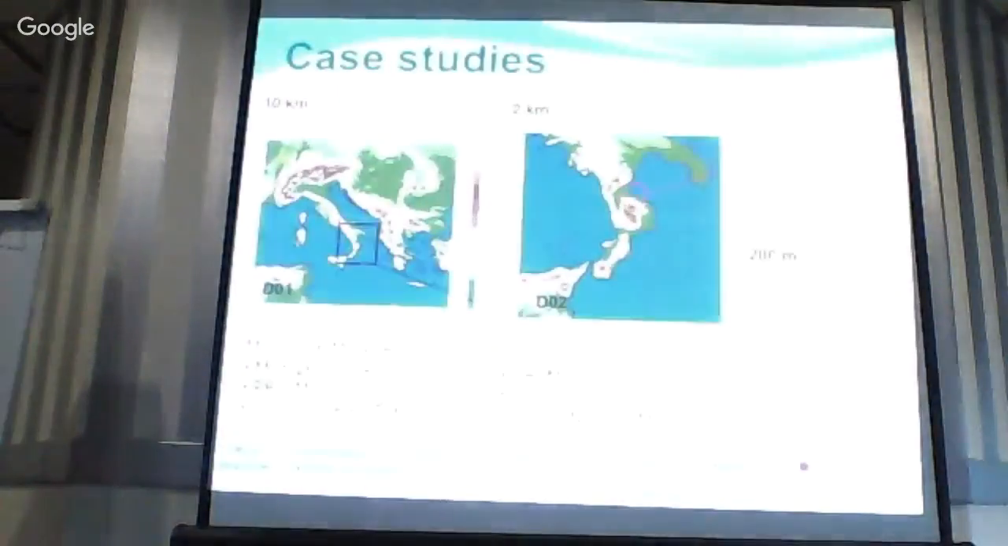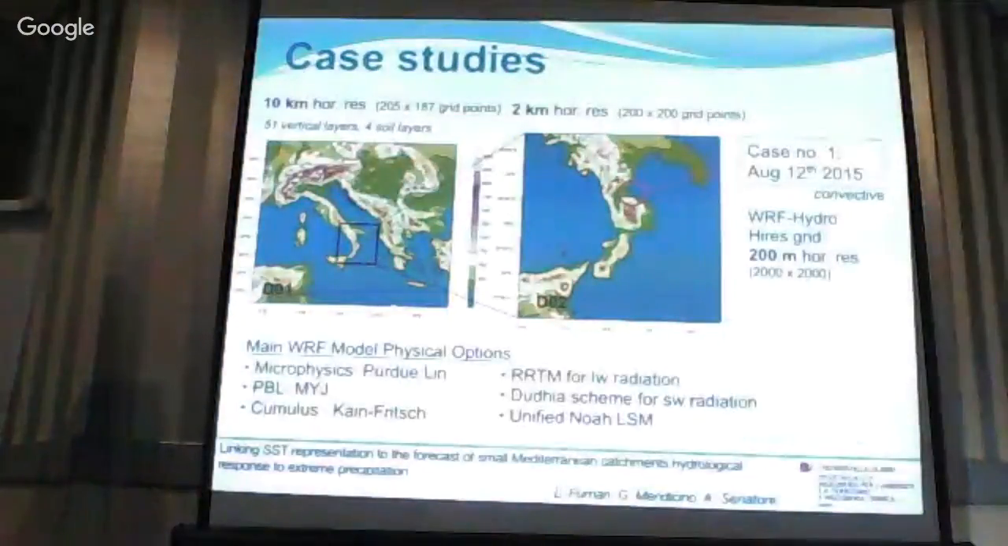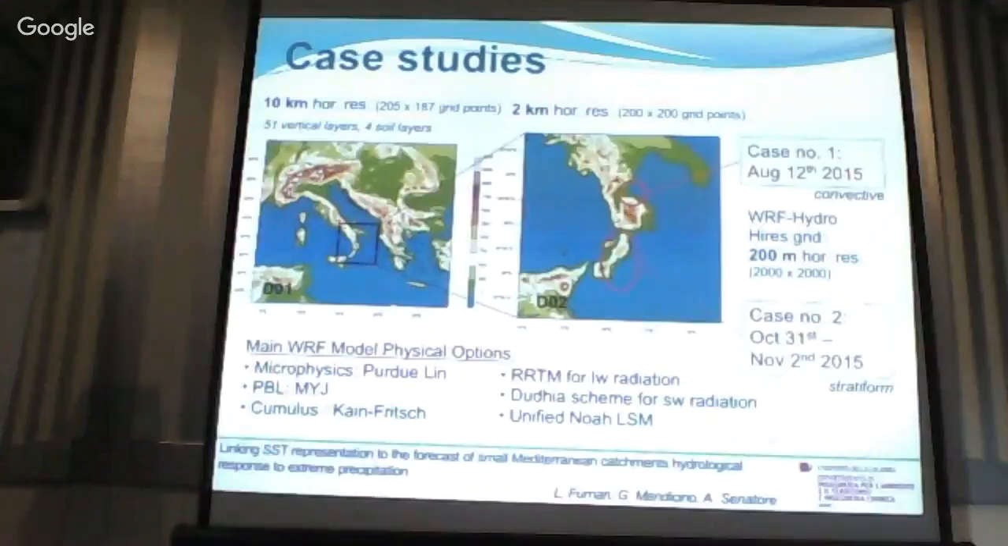And sorry, I always press the wrong button. We have the first test case about a convective event on August 12th of 2015, and then another test case about a stratiform event that was longer, of course, and it happened in the autumn after the first event.